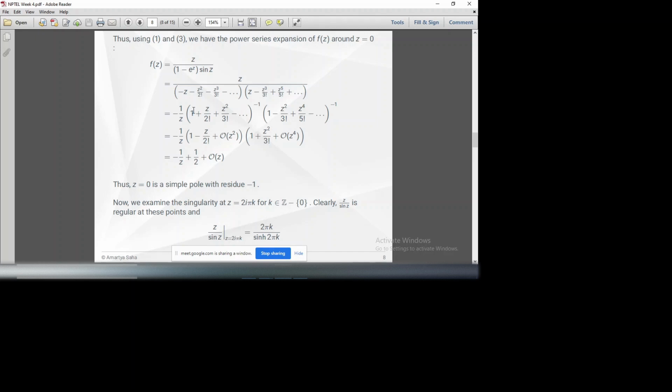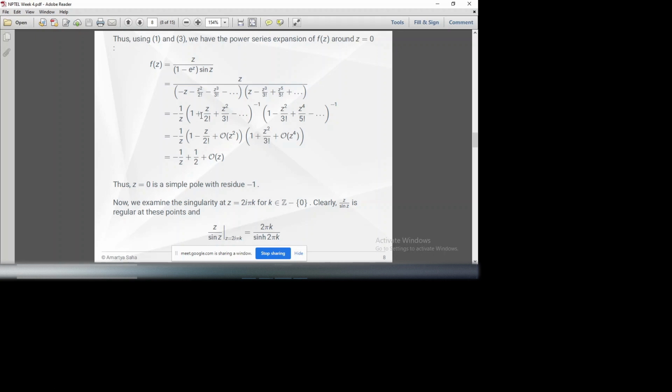So what do we see? We already have a 1 by z factor outside, but you will get no negative power of z from these two factors, because if we simply use the binomial expansion, what do we get?